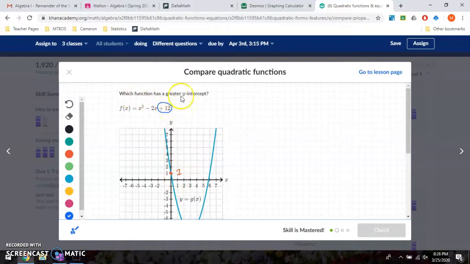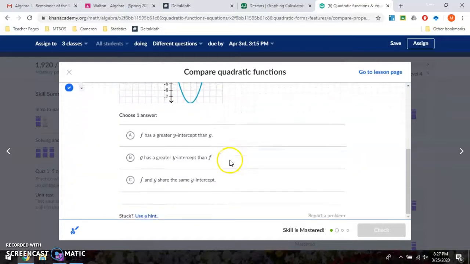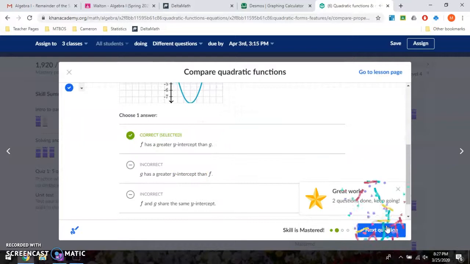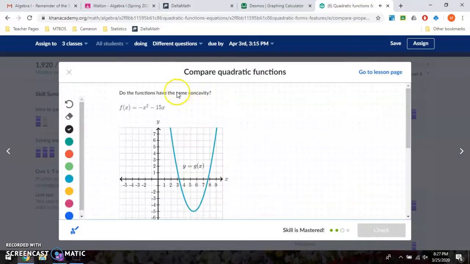So which function has the greater y-intercept? Well, that would definitely be f. F's y-intercept would be all the way up at 12. So f has a greater y-intercept than g. Awesome.